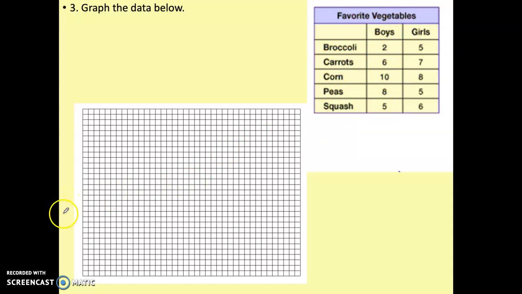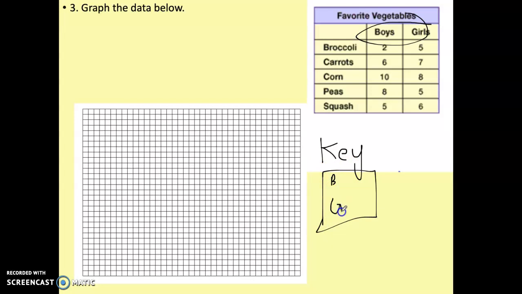So this one is going to be a bar graph, and since you have two different groups here, I'm going to need to add a key. So you should have a key that has boys and girls, and they should each be marked with something different. So maybe boys is just a solid bar, and girls is a semi-shaded bar, something like that. So I'm going to do it this way.